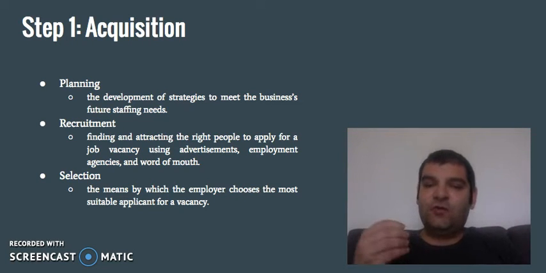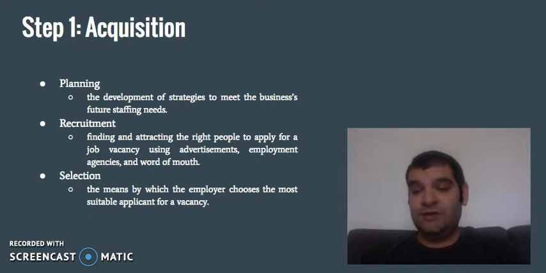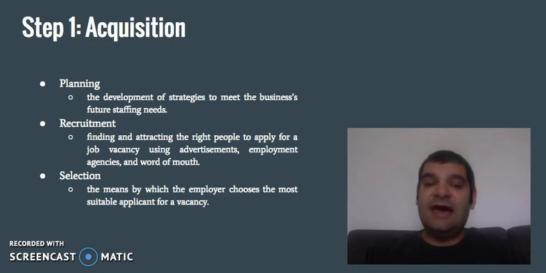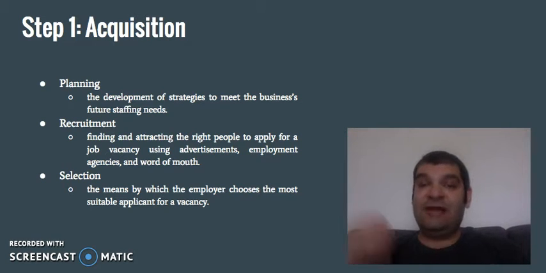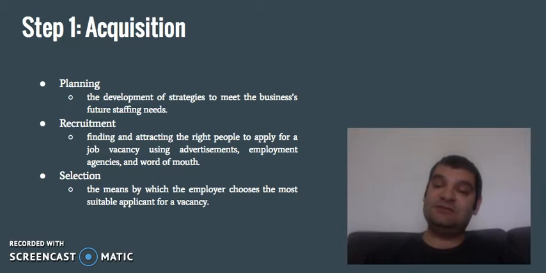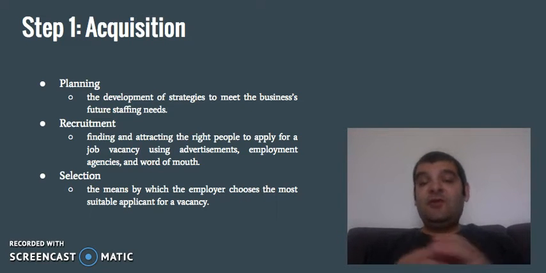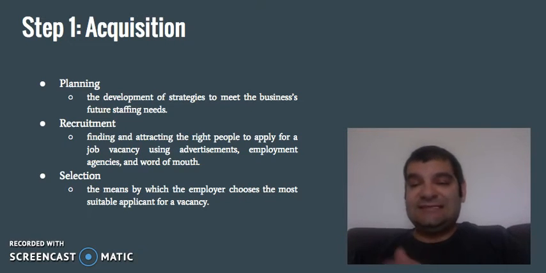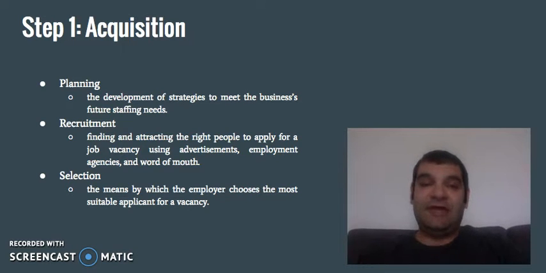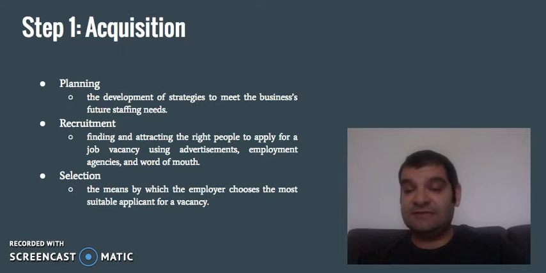And this can really fall into two sections as well. So we've got internal recruitment, which comes from people within the business who might be asked to step up into a different role or a leadership role, and external recruitment. So finding people outside of the organization to come into the business. And then one of the other stages of acquisition is then selecting. So the employer chooses the most suitable applicant for a vacancy.